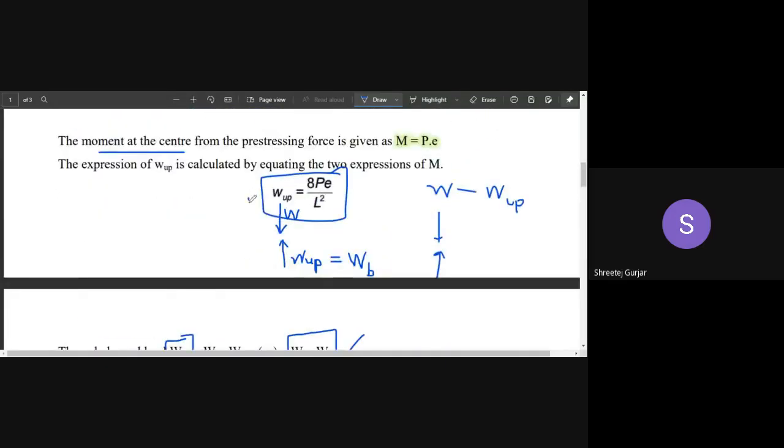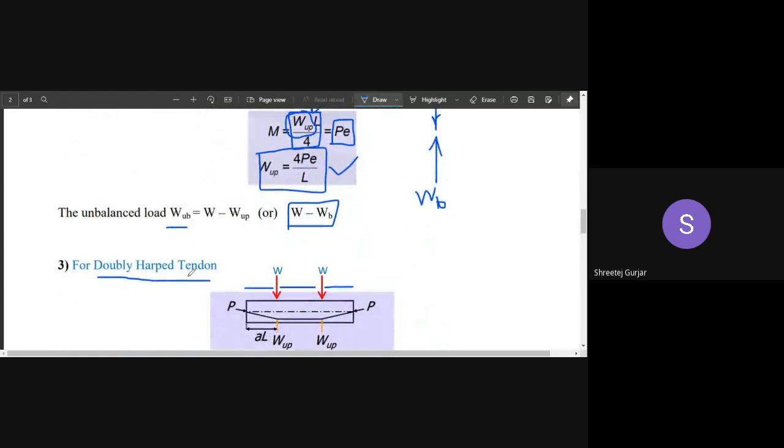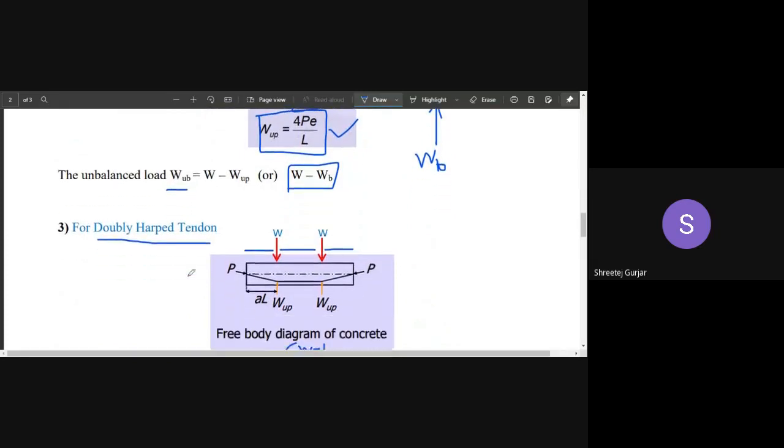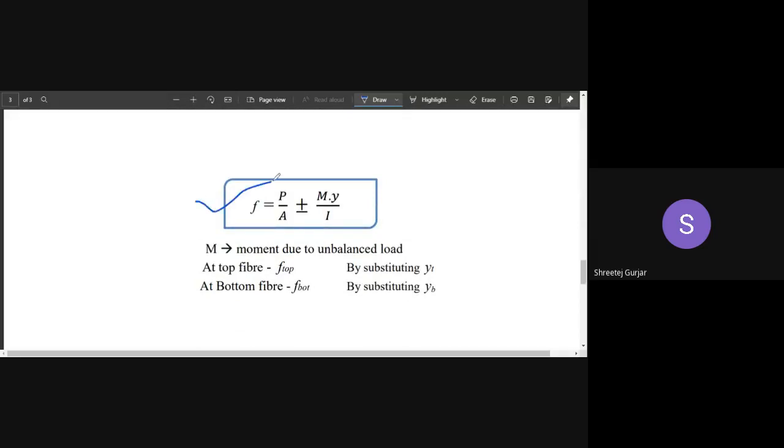So usually we will deal with a curved cable, a singly harped tendon, or a doubly harped tendon. Only these three cases are important. This is the stress formula which we'll be using for calculation: P by A plus or minus My by A. If you substitute Yt, it will be at the top fiber. If you substitute Yb, it will be at the bottom fiber. Stress is at your top fiber and bottom fiber.